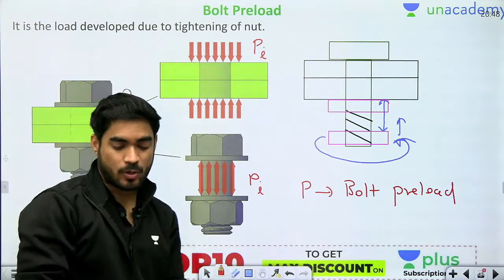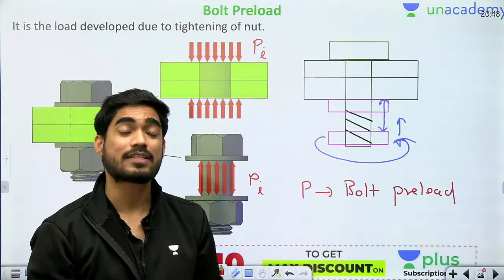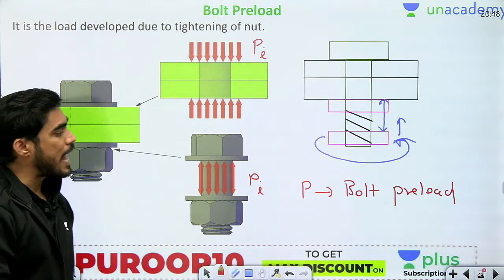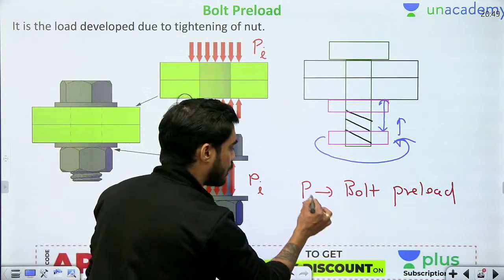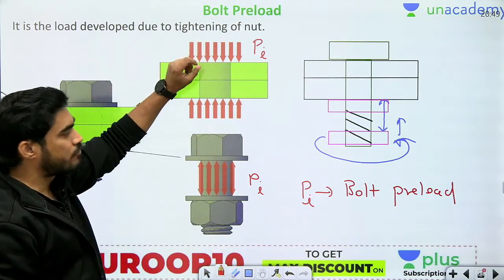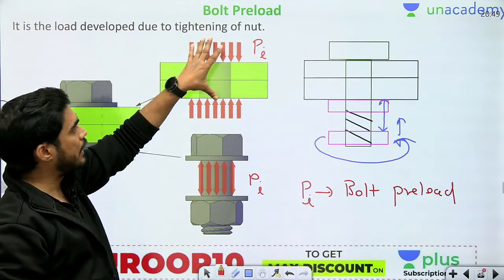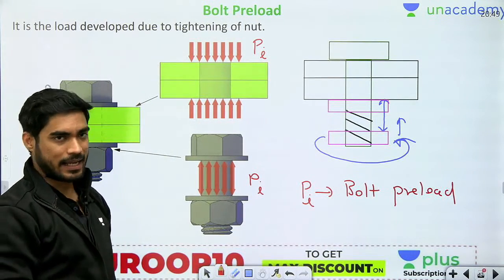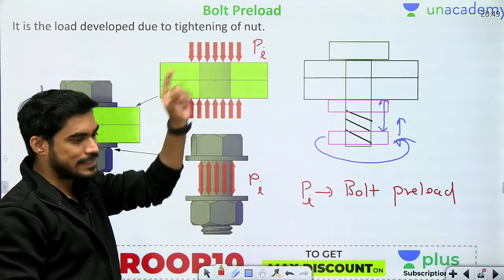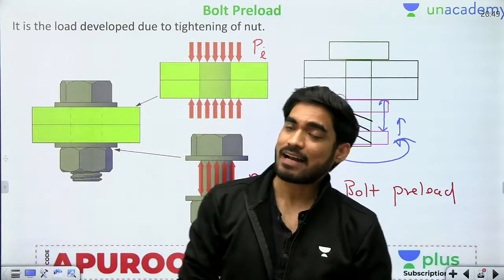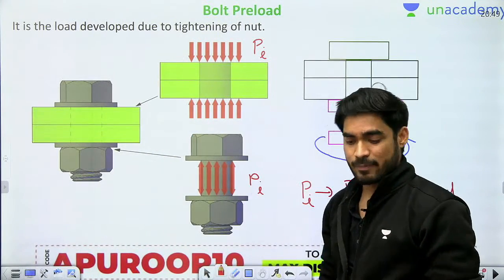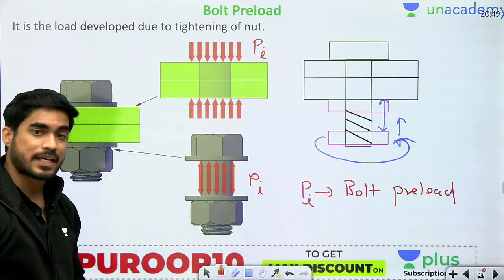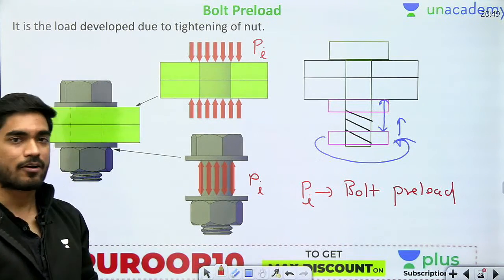Now beta, this bolt preload is very important. Why is it very important? Understand. Beta, if you have bolt preload, then the plates will be clamped together. If you have bolt preload, the plates are tightly connected together. Otherwise they will become loose. So bolt preload is important beta. Without bolt preload it will not work. Bolt preload is necessary. Okay.